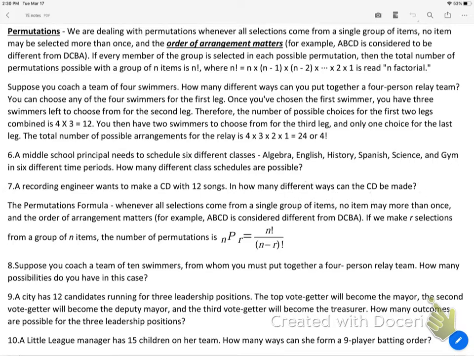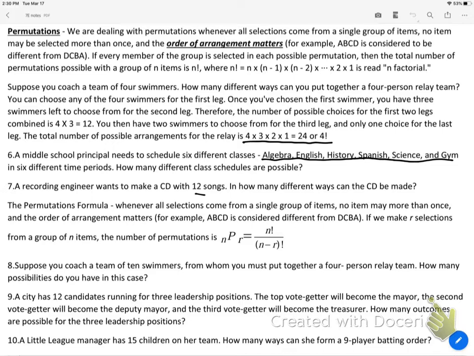Now, going back to the swimming example, there were all 4 people. We chose all 4 people to do the swimming, all 6 to put on the schedule, all 12 songs on the CD. Now, let's take a look at question 8 here. You've got a team of 10 swimmers, but you're only going to put a 4-person team, okay? So now you're going to have to choose a 4-person team from the 10. Who goes first, who goes second, who goes third, and who goes last, okay?